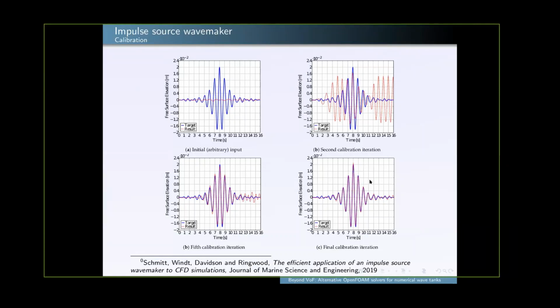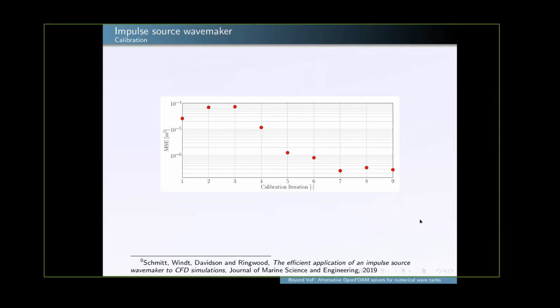And so you can see after the first input, we're not close. By the second, we're getting the amplitude a bit better, but it still looks a bit off. By the fifth calibration, it's looking pretty close. And by the final calibration, we're looking pretty good. Keep in mind, this is a log scale on the y-axis. By 7 iterations, we have the error between the target and the resulting wave pretty small.